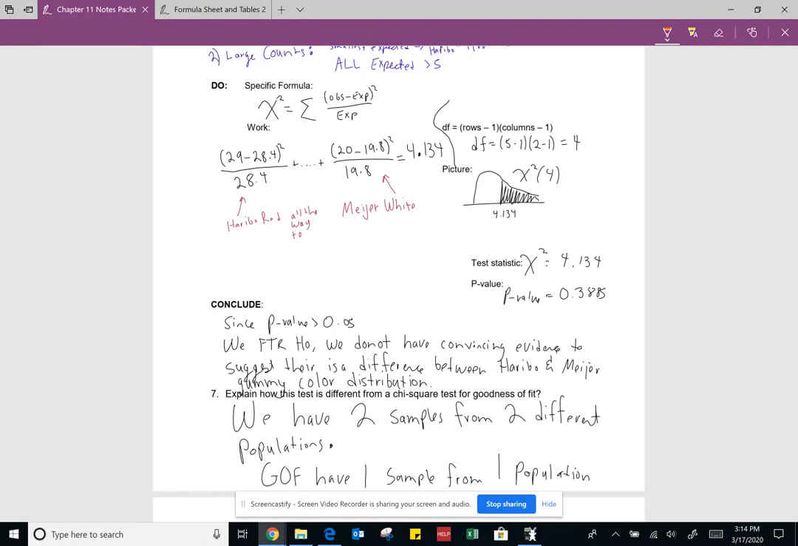Okay, so in the do section, you have your specific formula, which is found on page 1 of the formula sheet, and that's just going to be that the chi-square test statistic is equal to the sum of all observed values minus expected squared over expected. When you're figuring out the chi-square test statistic for this, you need to do every single observed value minus expected squared over the expected. That's including everything from Haribo red all the way to Mehir white.